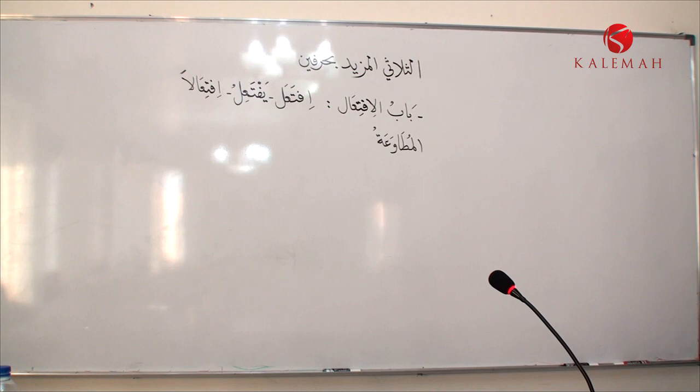One of the pious predecessors said, مَنْ رَامَ الْعِلْمَ جُمْلَةً ذَهَبَ عَنْهُ جُمْلَةً: whoever tries to take knowledge at once, it will leave him at once. Knowledge does not come at once. Knowledge comes slowly, bit by bit, drop by drop, until it becomes an ocean.